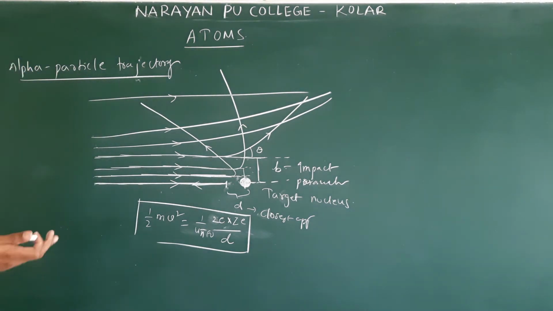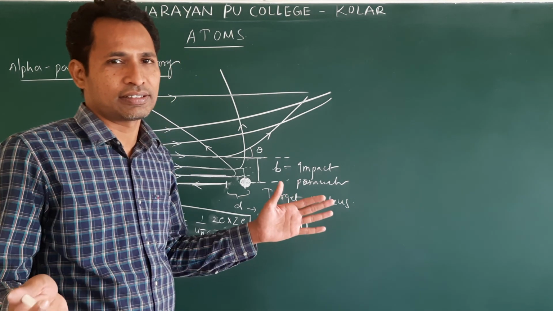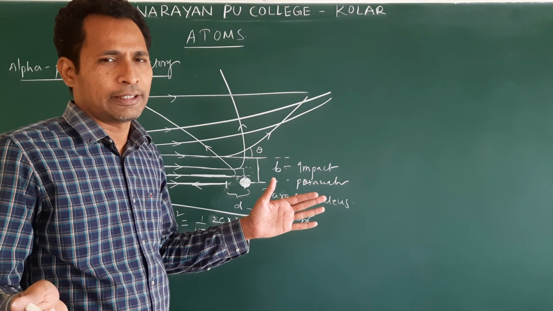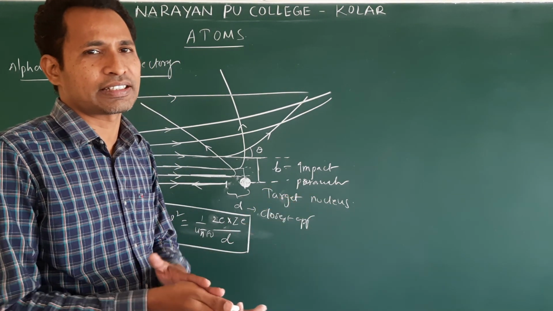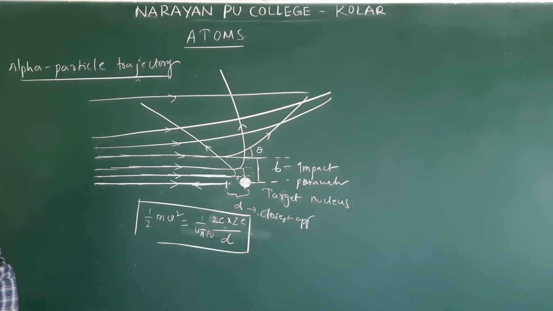Large impact parameter, small scattering. Scattering is less. Clear? Less impact parameter, scattering is more. Clear? So this is about the alpha particle trajectory.